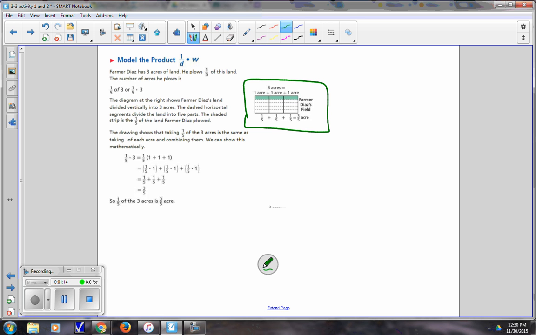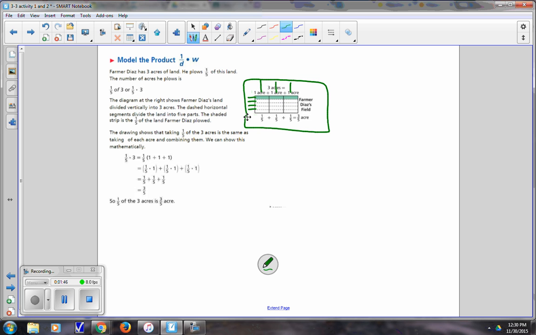Okay, the diagram at the right shows that Farmer Diaz's land is divided vertically into 3 acres. So you have 1, 2, 3 acres, okay? The dashed horizontal segments divide the land into 5 parts. So that's these, 1, 2, 3, 4, 5 parts, okay? The shaded strip is the 1/5 of the land Farmer Diaz plows.